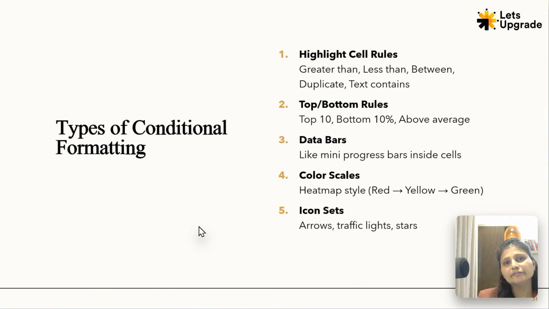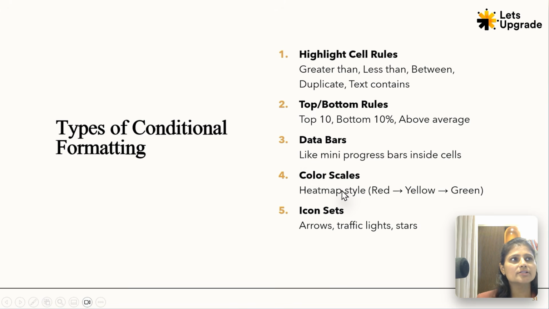Now the point is, what are the different types of conditional formatting I can give on my data? So I have 5 different options available. Highlight cell rules, where I can say greater than, less than, between, duplicates, or text that contains. I can go for top and bottom values, where I can say top 10, bottom 10, above average, below average. I can go for data bars, where mini progressive bars will be drawn inside the cell, more or less like your bar chart.